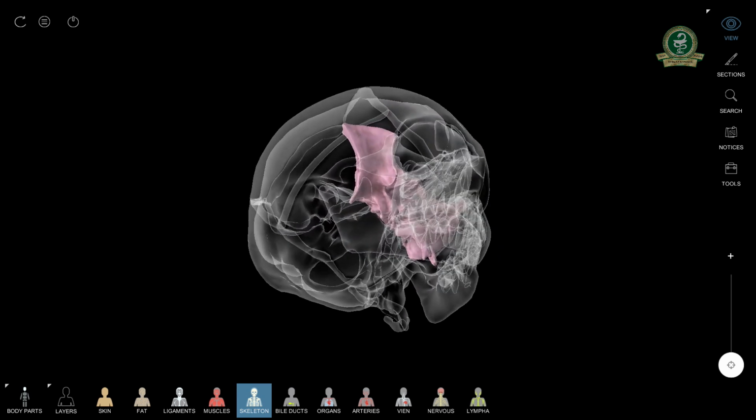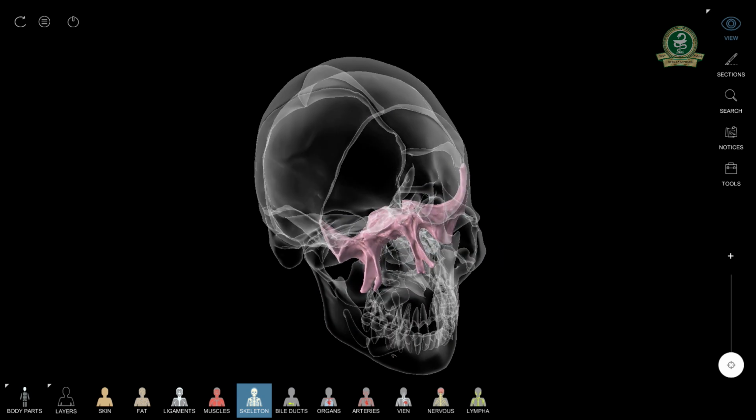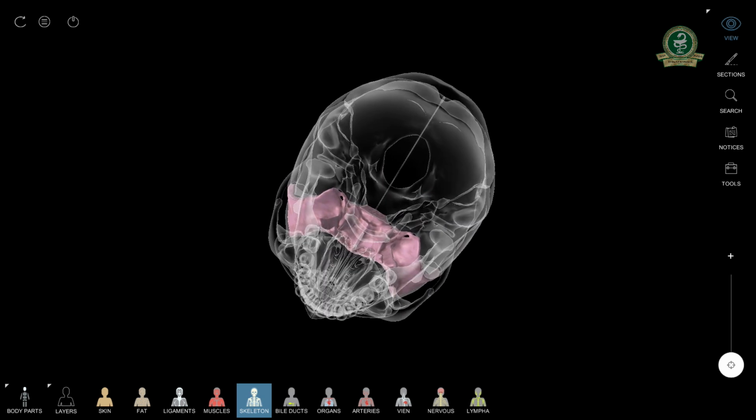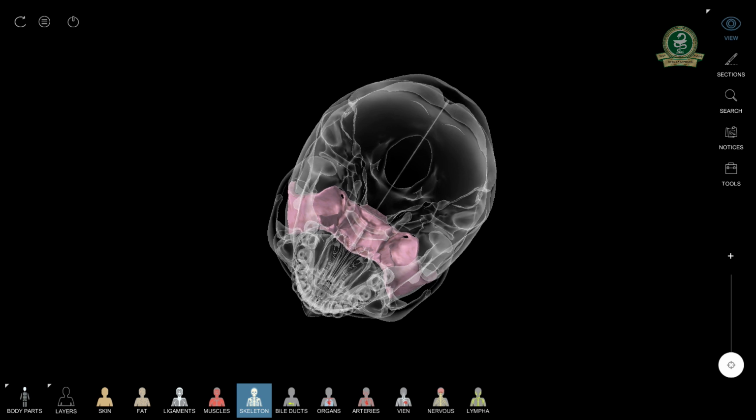Let's show here. And where's the foramen ovale? When we are putting it like this, we can find it here at the base of the pterygoid processes. We can find the foramen ovale.